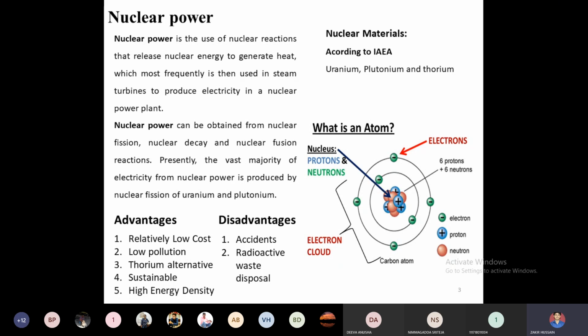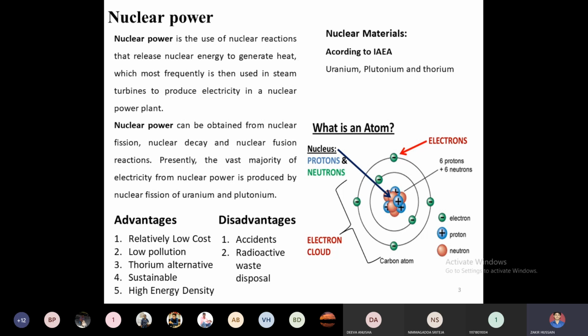Then the next one is that it's sustainable, because the electricity produced by 1 kg of uranium material is equal to the electricity produced by 1 ton of coal. So small amounts of nuclear material will be enough to produce electricity from nuclear power plants, whereas a huge amount of coal is required to produce electricity. So nuclear materials are sustainable enough. Then the next one is the high energy density.